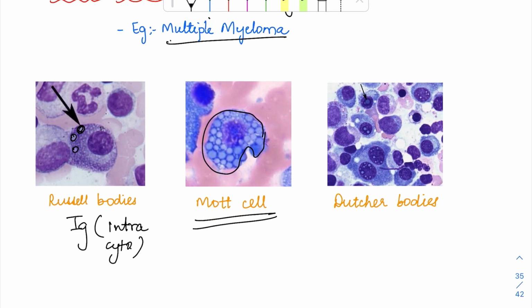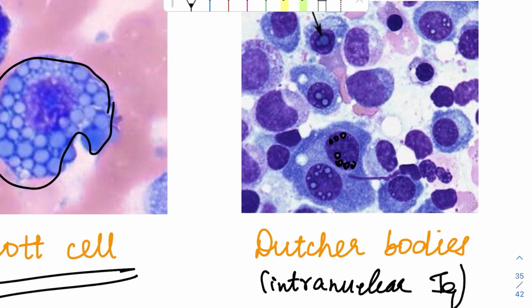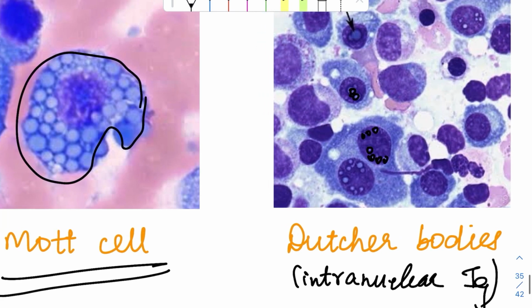Then we have Dutcher bodies, which are intranuclear immunoglobulin depositions. Inside the nucleus, you are seeing lots of these inclusions, right? All of these are Dutcher bodies seen in multiple myeloma.